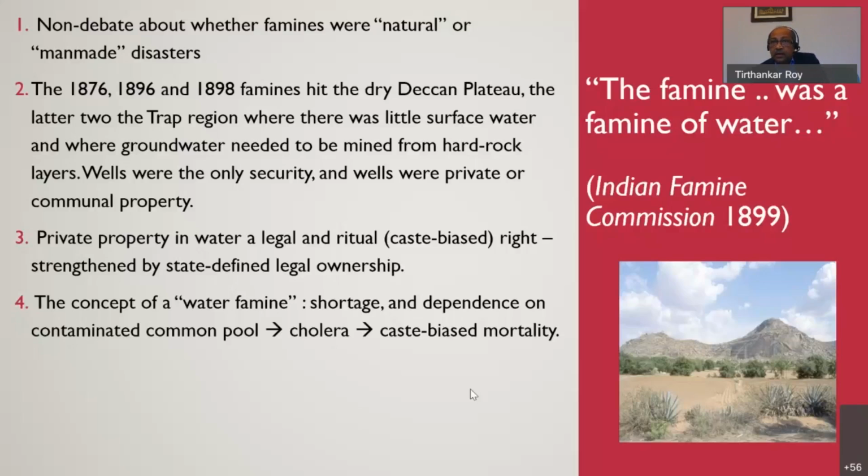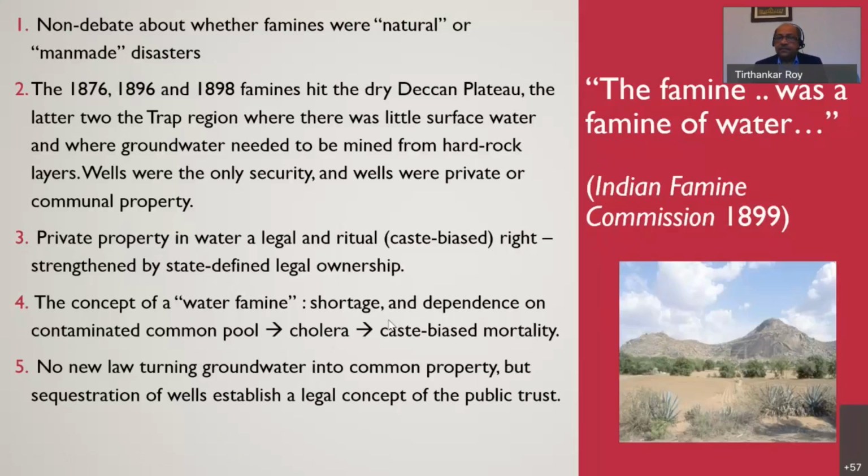But then they move to another institutional problem, which is that the water that remains is segregated. And that is making a vast number of people more dependent on contaminated surface water that still exists, where livestock and human beings are equally dependent, leading to cholera epidemics and also caste-biased mortality, which is a very big theme coming out in the famine documentation.